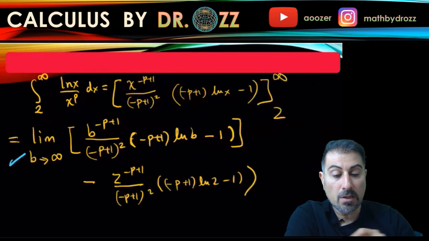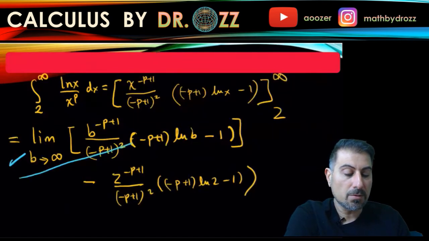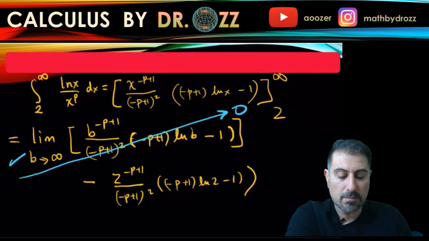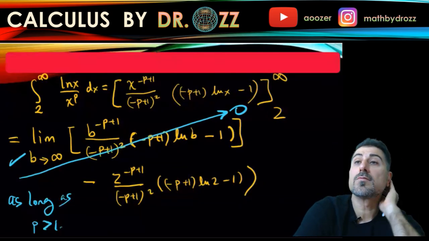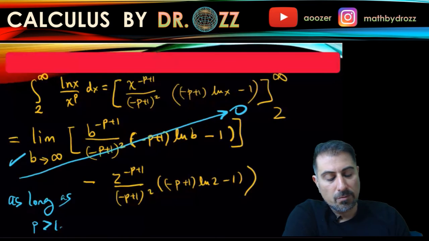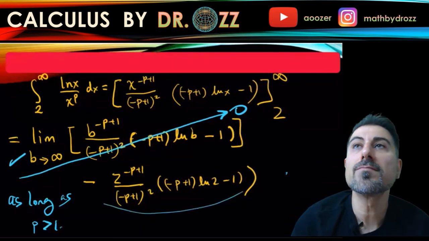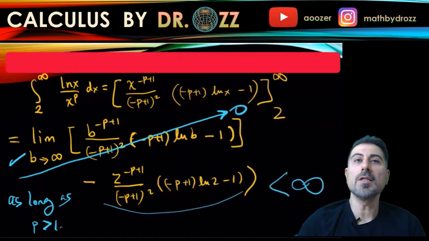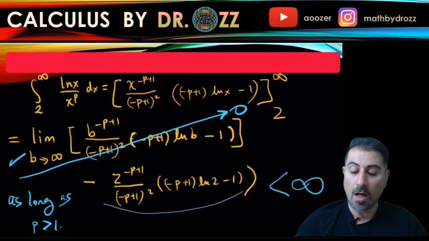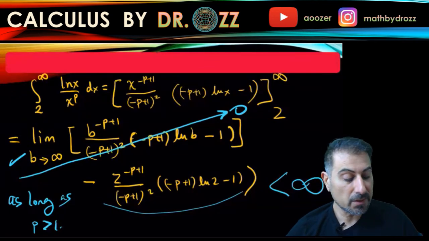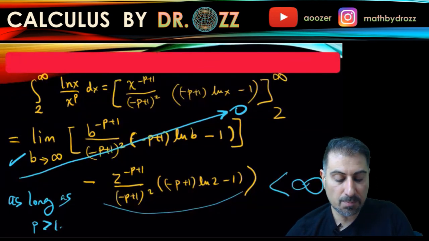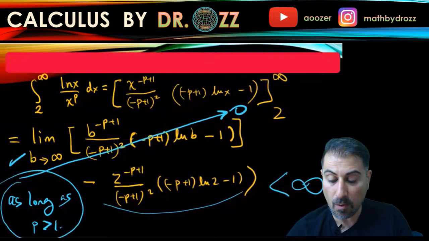So going back to here, I can go ahead and write down that this term is 0 as long as p is strictly greater than 1. And then the leftover term here is finite, so I can conclude that this is finite. So in other words, the improper integral converges. So does the infinite series, as long as p is strictly greater than 1.